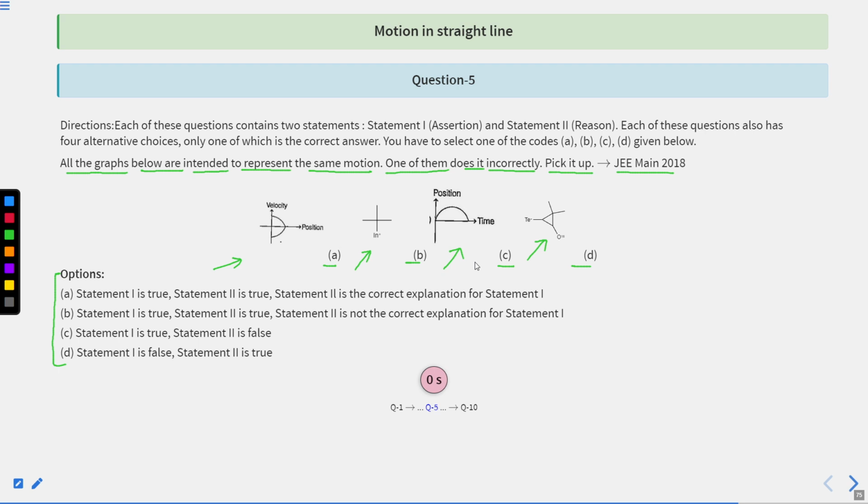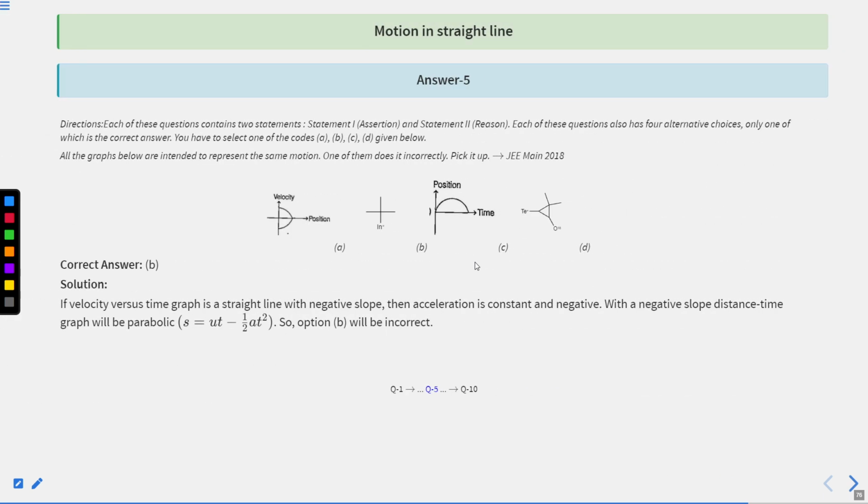Let's see the solution. If the velocity versus time graph is a straight line with negative slope, then acceleration is constant and negative. With a negative slope, the distance-time graph will be parabolic. So option B will be incorrect.